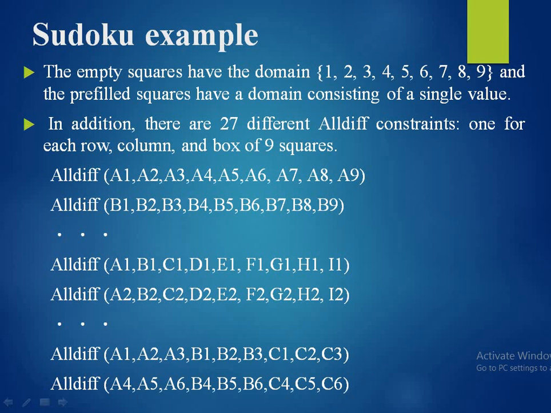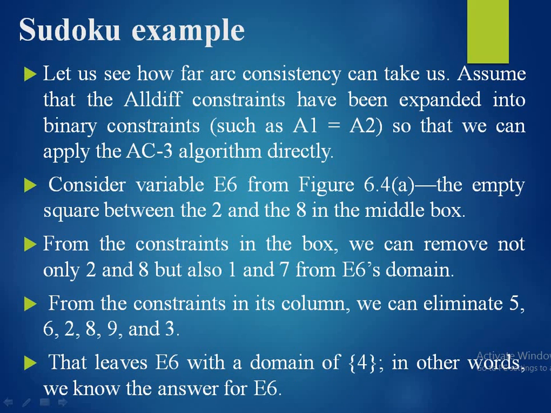All-diff A1, A2, A3, A4, A5, A6 up to A9, all-diff B1 up to B9, all-diff A1, B1, C1, D1, E1, F1, G1, H1, I1, all-diff A2, B2, C2 up to I2, all-diff A1, A2, A3, B1, B2, B3, C1, C2, C3, all-diff A4, A5, A6, B4, B5, B6, C4, C5, C6 and so on. So let us see how far arc consistency can take us. Assume that the all-diff constraints have been expanded into binary constraints such as A1 is not equal to A2, so that we can apply the AC3 algorithm directly.